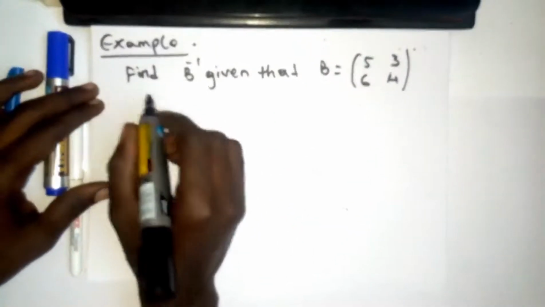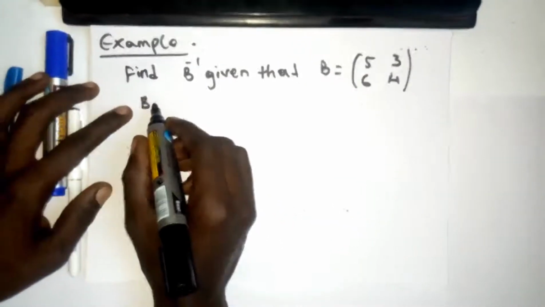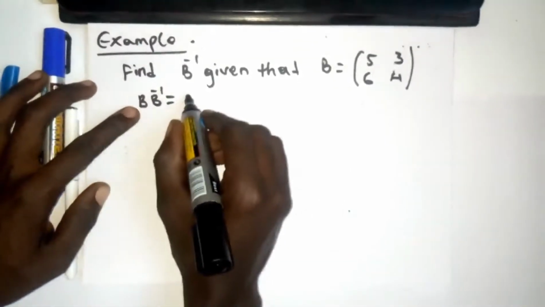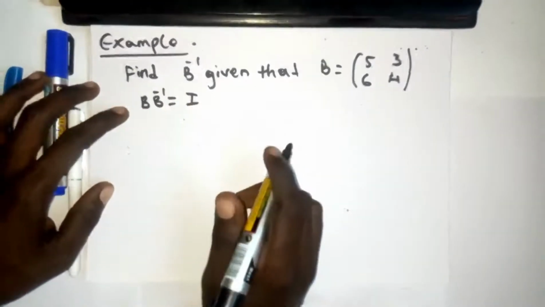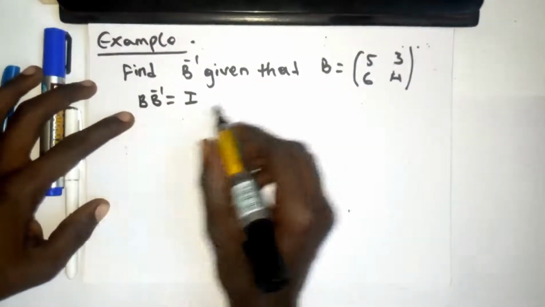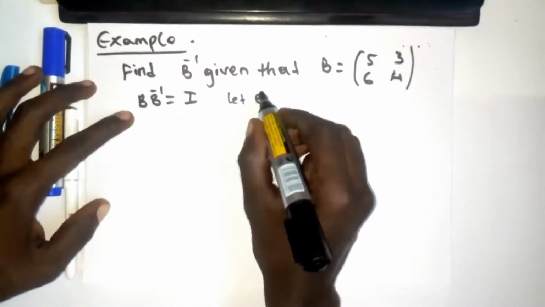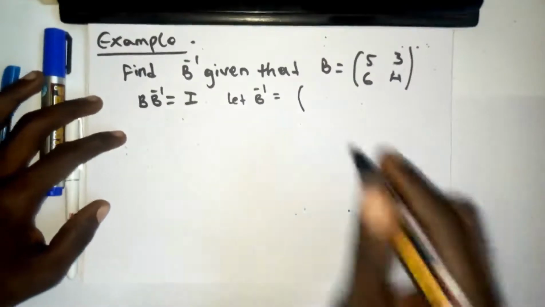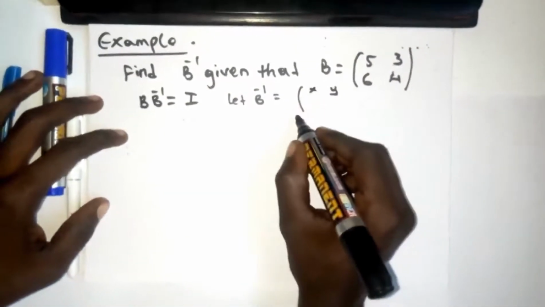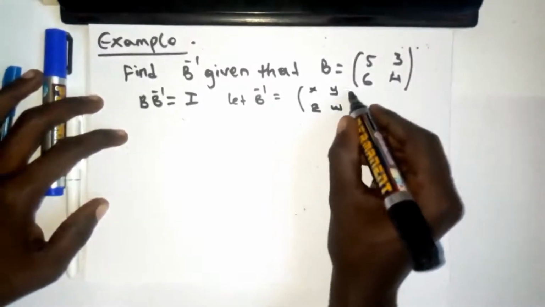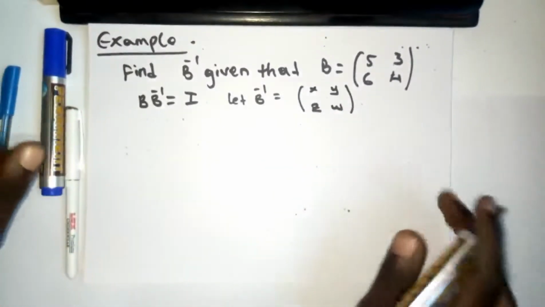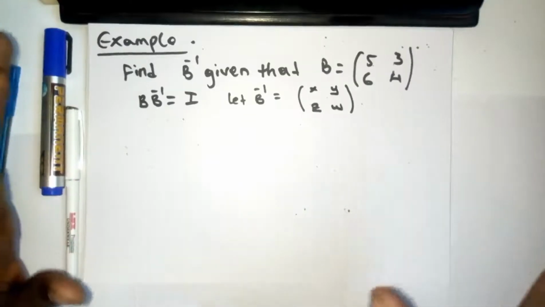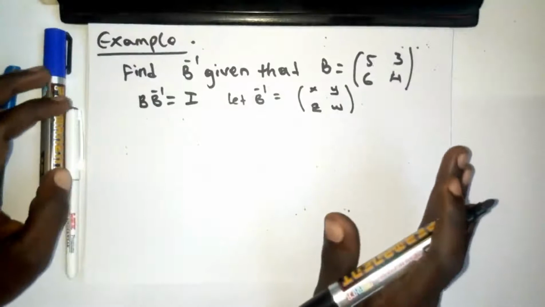So from the definition, remember we said that to get the inverse, I multiply the inverse by the matrix, then it should give me an identity matrix. So if I let my inverse to be, this time let us let some other values, maybe x, y, z and w. Let us use these ones and see. Please let any unknown you want. Don't be restricted to any number. Use any unknown of your choice.